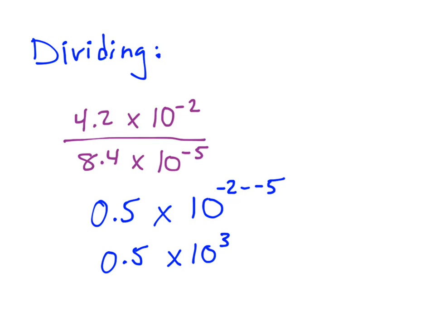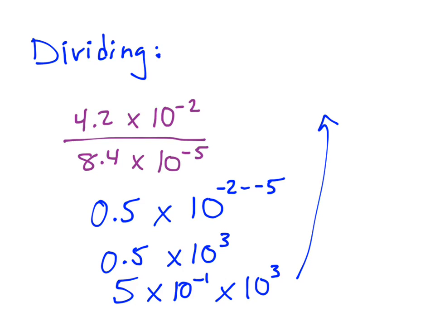All right, and then same thing, because 0.5 is not between 1 and 10, we have one more step. So I want to make this 5, and then I would need to move the decimal back one place to get that to be equal to 0.5, so that's times 10 to the negative first, and I still have times 10 cubed. All right, so all together, that would be 5 times 10 squared, adding the exponents.